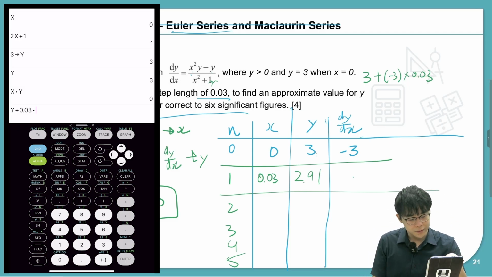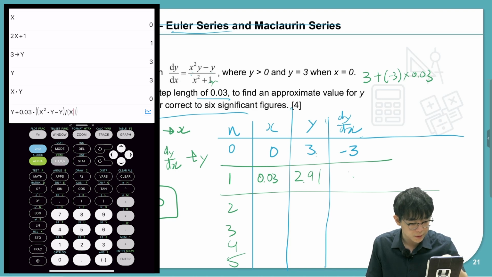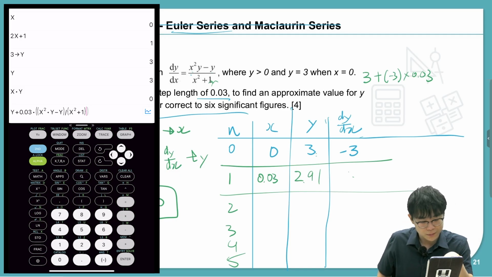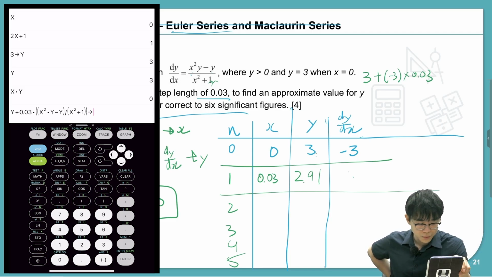the dy over dx. So the current value of the slope is going to be like x squared times y minus y, divided by x squared plus 1. So x squared times y minus y all over x squared plus 1. That's going to be my current slope value, which I already found to be negative 3. And I'm going to say negative 3 times 0.03 plus y. That's going to be my new y value.